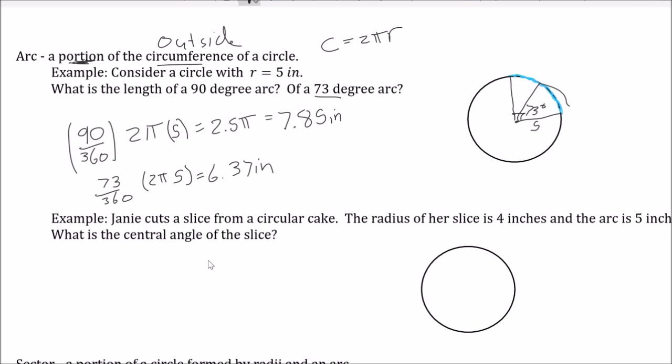Okay, let's go through it. Janie cuts a slice from a circular cake. Hey, that sounds like fun. She's eating cake. The radius of her slice is 4 inches, and the arc is 5 inches. So there's some sort of a slice where we have 4 here and 5 there. We would like to know the central angle.